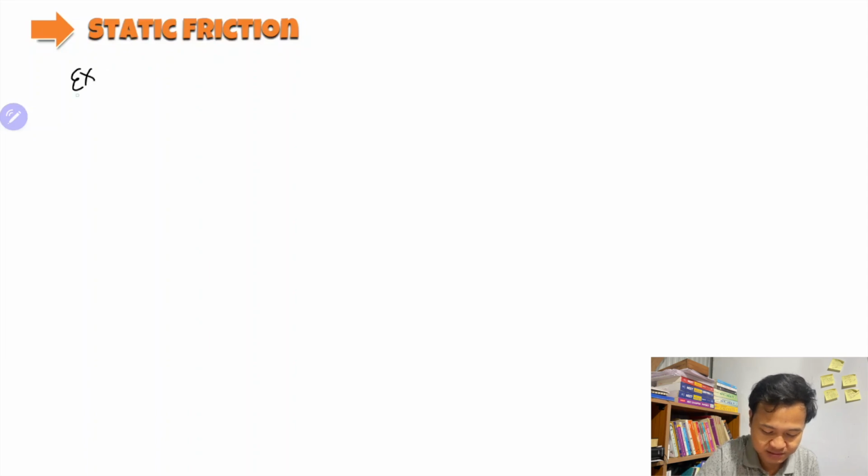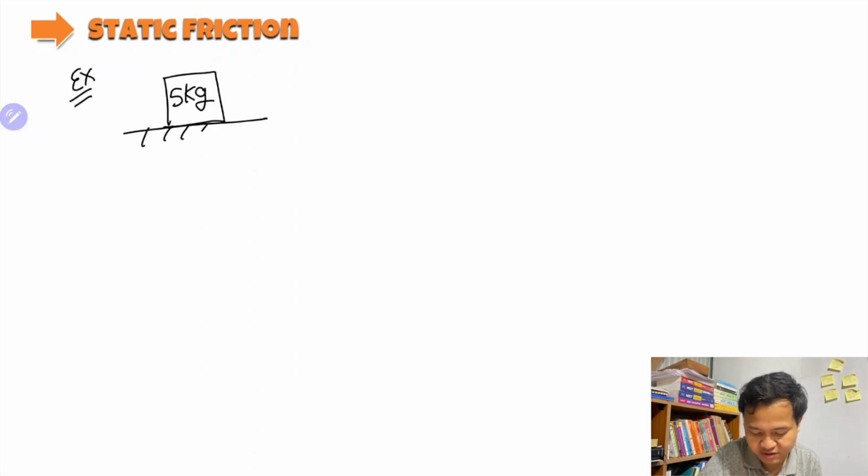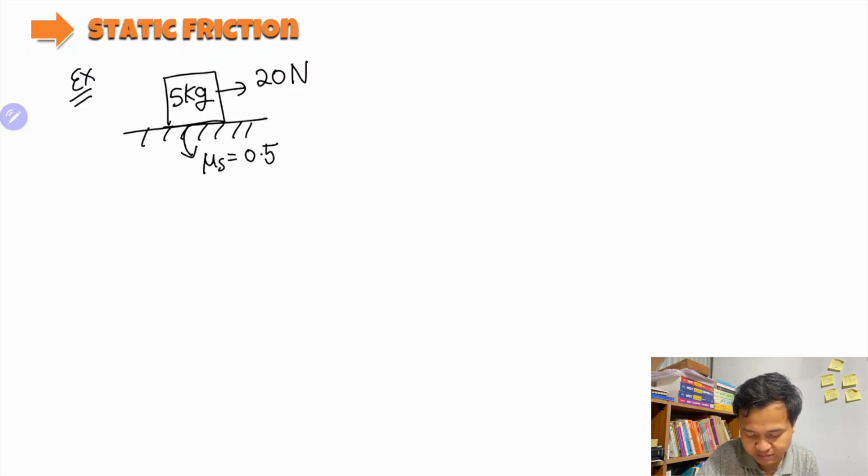Okay, let's do some examples. Suppose I have a 5 kg block on the ground. On the 5 kg block, let's say a force of 20 Newton is applied. The coefficient of friction mu s is given as 0.5.